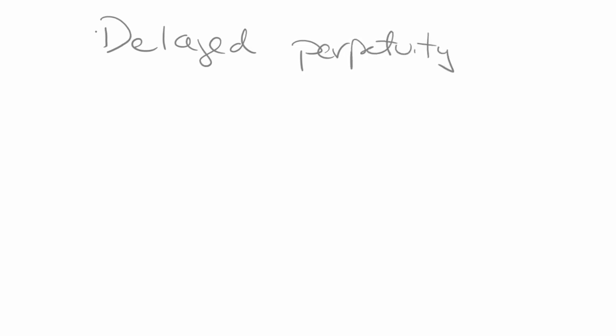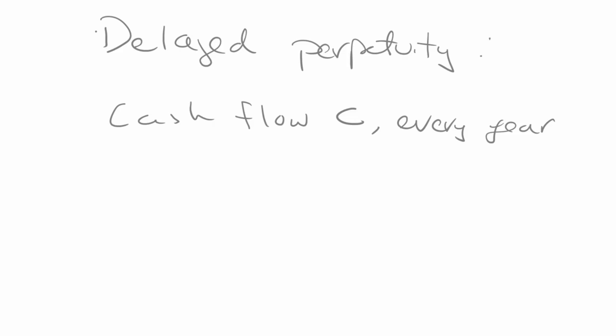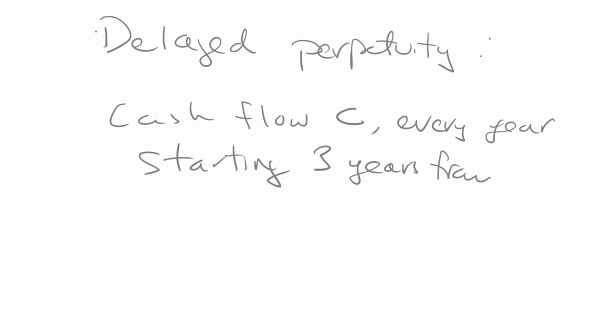So a delayed perpetuity says we have a cash flow C every year starting 3 years from now. A cash flow C every year starting 3 years from now.